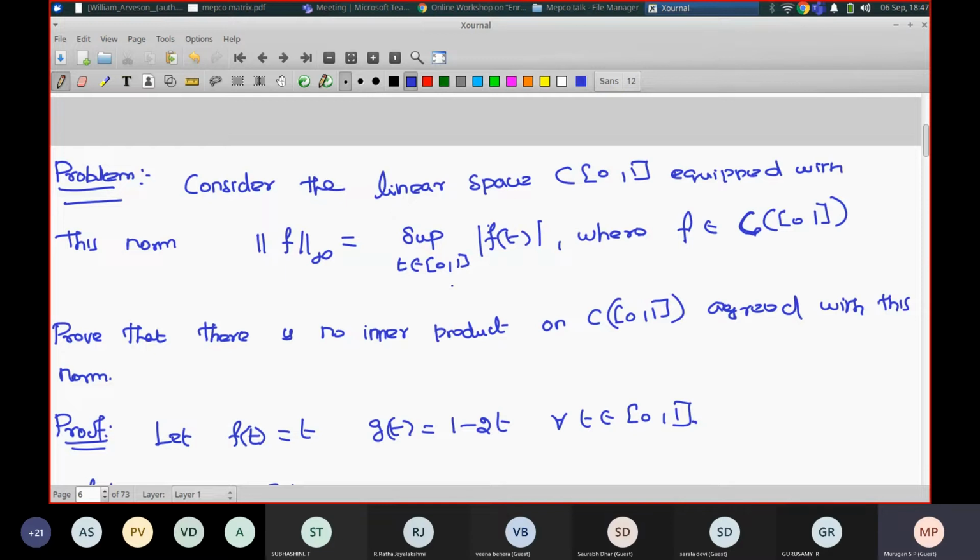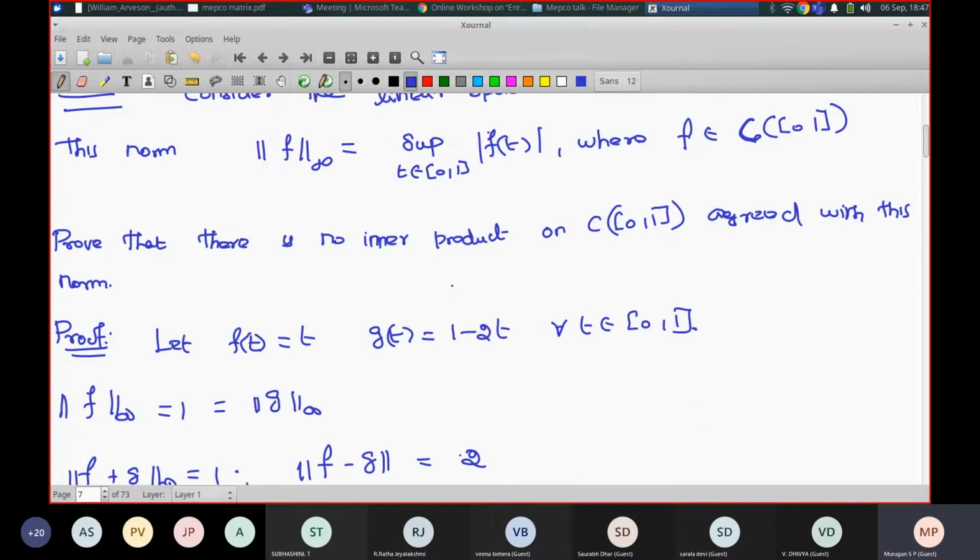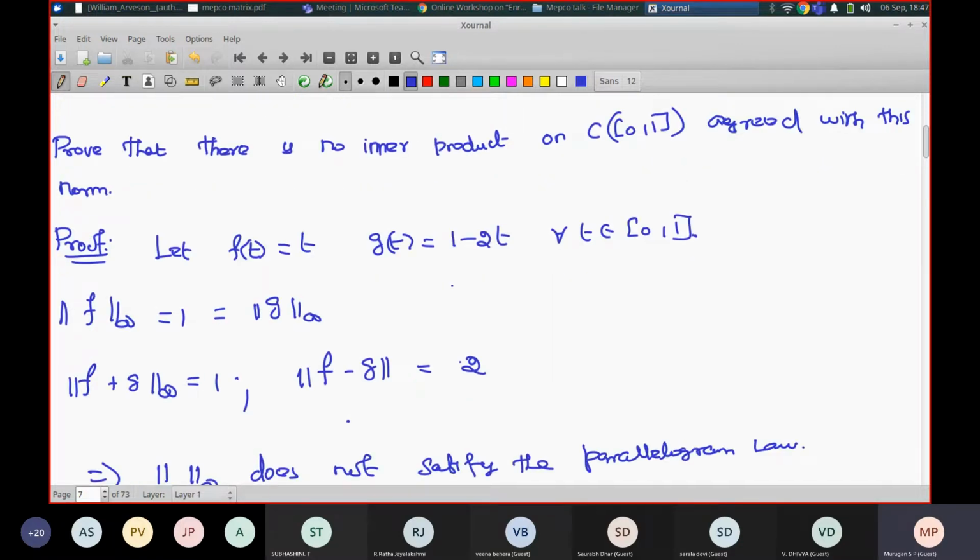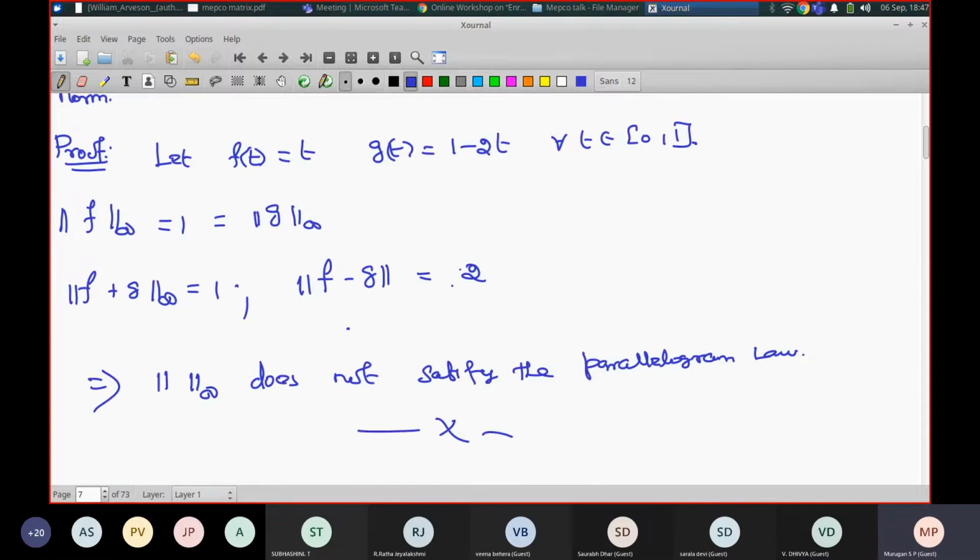Okay, so this sup norm also does not come from an inner product. The same thing you need to verify: this norm does not satisfy the parallelogram law, right? For that you need to take the identity function and consider 1 minus 2t. You can compute the norm; just take a supremum.